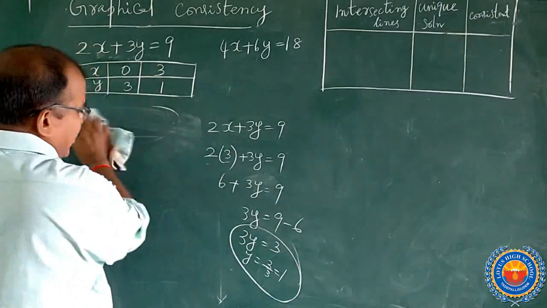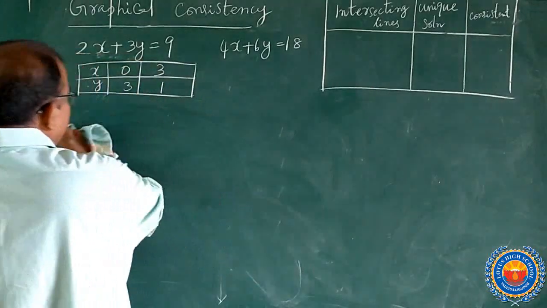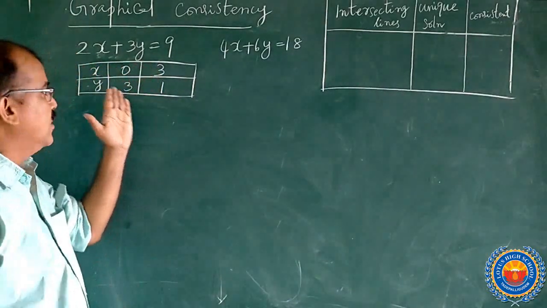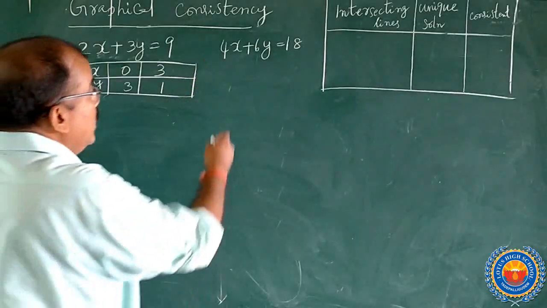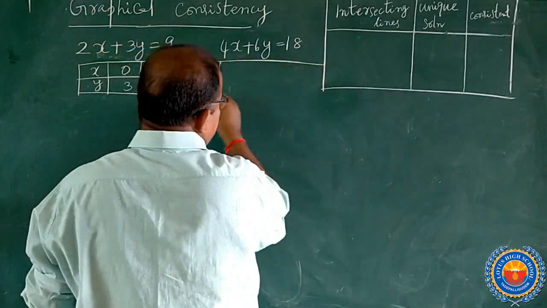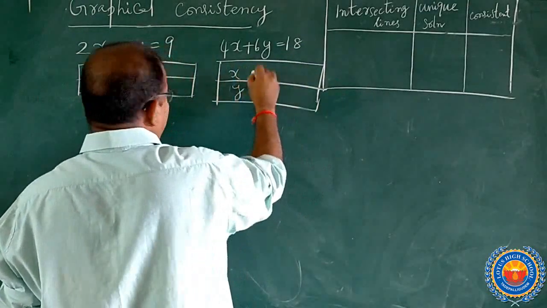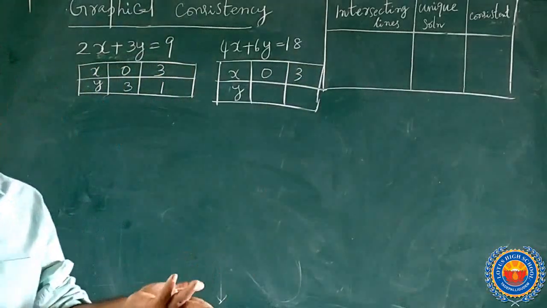This is the first table. Just for the namesake, I have taken only two values, x is equal to 0 and x is equal to 3. I got 3 and 1. Now I will take the same values there also. Here, for this table, I will take x, y, here 0, here 3. If you want, you can take different values also, no problem.